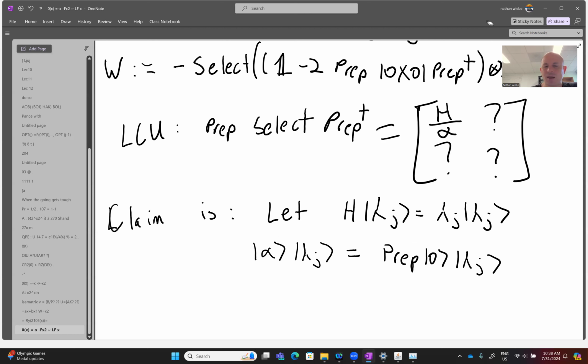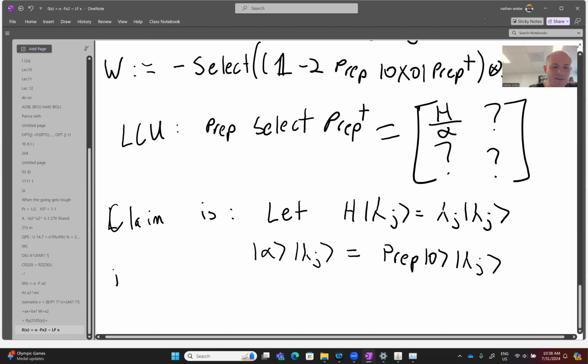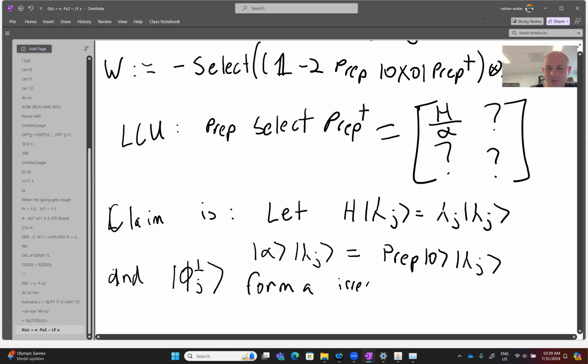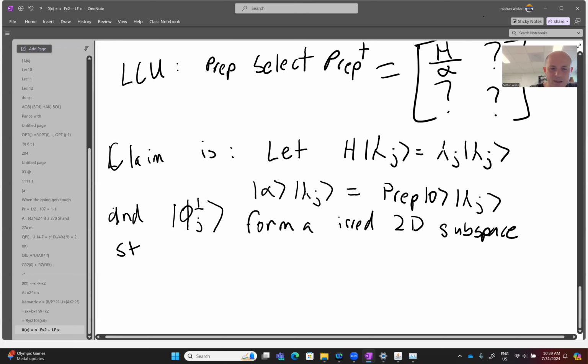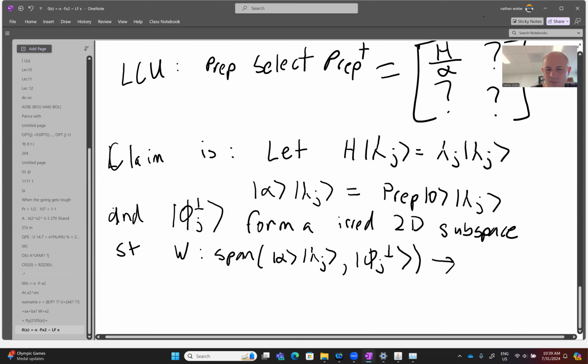So this state and a state phi tilde j form an irreducible 2D subspace such that W will map the span of these two vectors to itself.